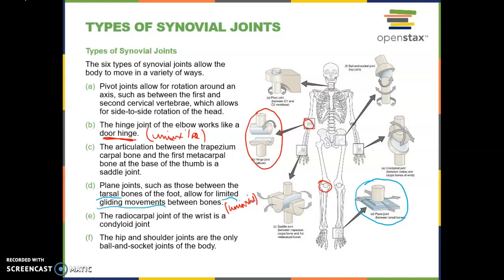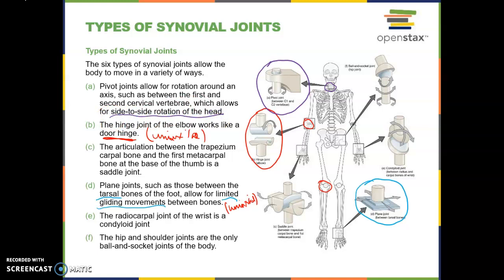The third one is pivot. Change color. Let's make purple. Is pivot. And a pivot joint allows rotation around an axis, such as between the first and second cervical vertebrae, as we talked about. Classic example is here, between the first and second cervical vertebrae, and things move in an axis. There is rotation around an axis. Okay, and this joint, remember, it is because of this pivot joint that we can move our head side to side.